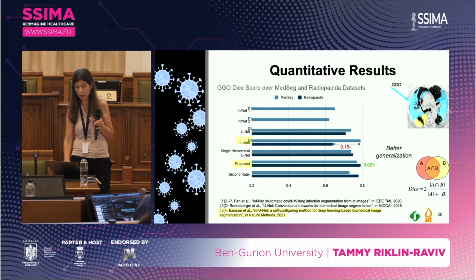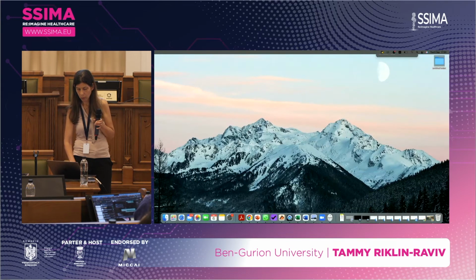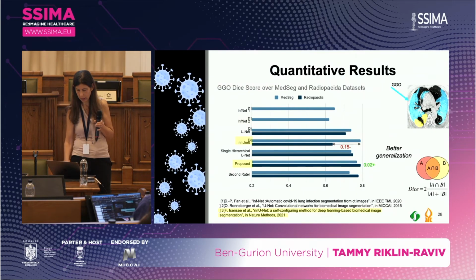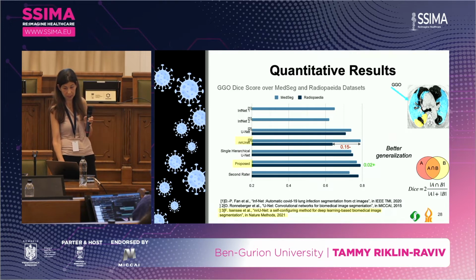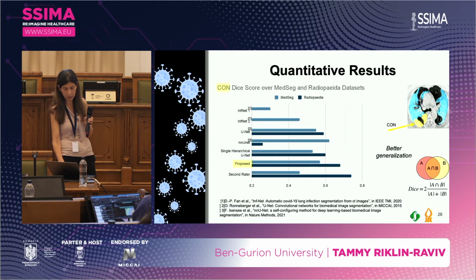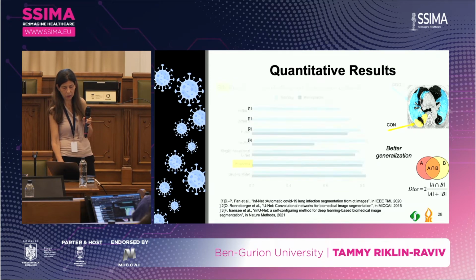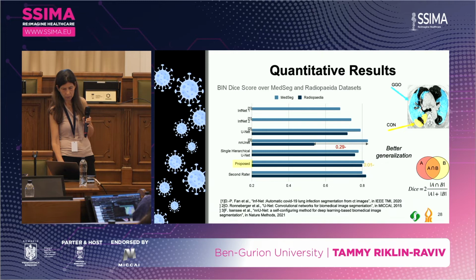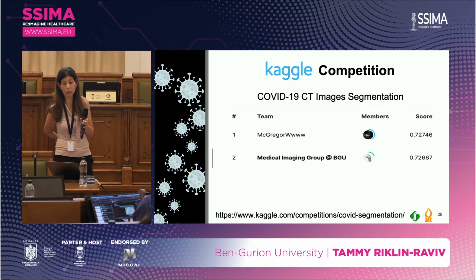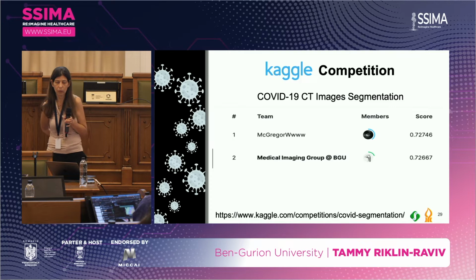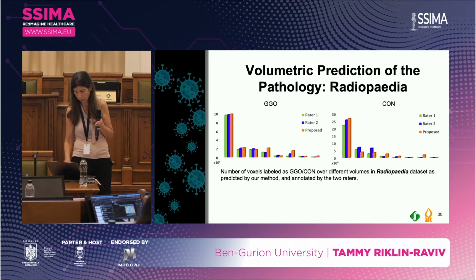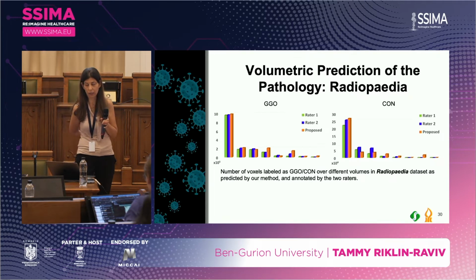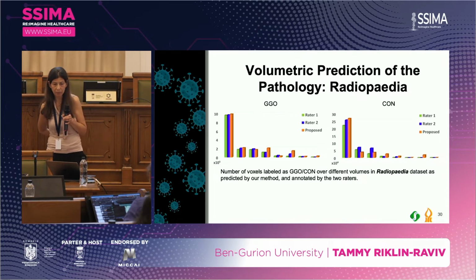Okay, to see if our results are good enough, we compare the intersection of the first rater with the second one, and you can see that our proposed algorithm provides a better Dice segmentation result. We did the same for consolidation and for binary. I will keep it quick and just mention a Kaggle competition where we won second place. There was a time it was really popular to check yourself on COVID-19 segmentation in lung CT.